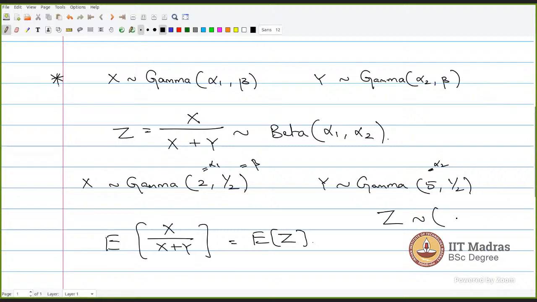So what is alpha 1, so z follows beta, alpha 1 is 2, alpha 2 is 5, right? Now if your random variable z follows a beta(2, 5) distribution, what is the expected value of z? So you tell me, if I have a beta distribution, what is its expected value?